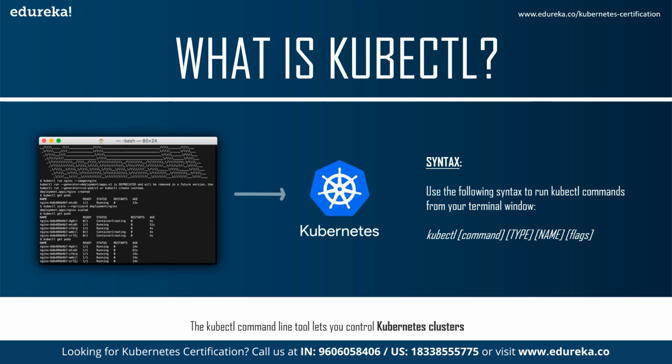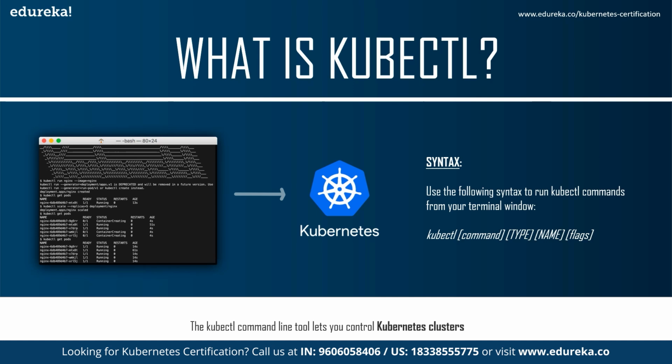Here you can specify other kubeconfig files by setting the KUBECONFIG environment variable or by setting the --kubeconfig flag. This overview covers kubectl syntax, describes the command operations, and provides common examples. If you look at the syntax on the screen, which is used to run kubectl commands from your terminal window, it is simply kubectl command, type, name, and flags, where command specifies the operation that you want to perform on one or more resources. For example, create, get, describe, delete, any of that.